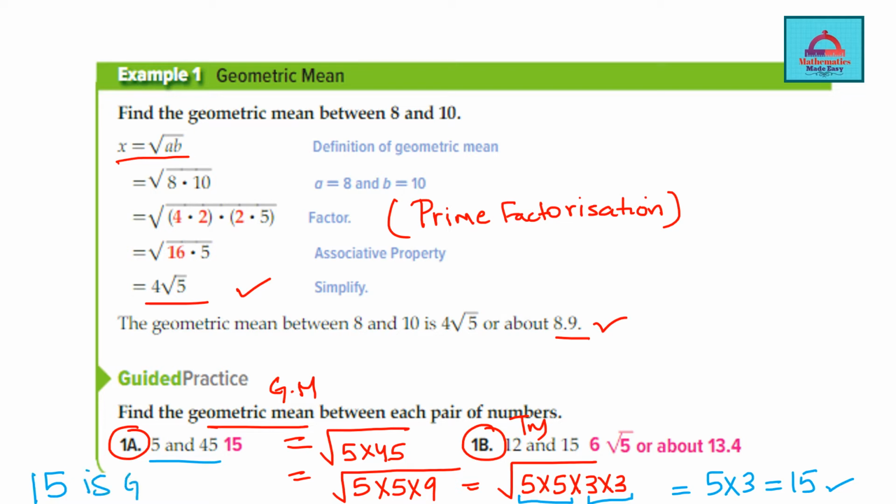15 is the geometric mean of 5 and 45, and I did the question without the calculator. The method which I used was prime factorization. So you can try this question now, same method, and there's as such no need of using a calculator.